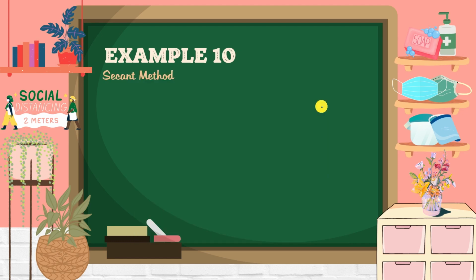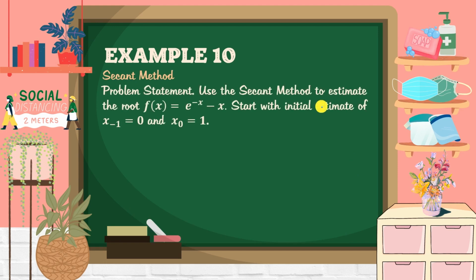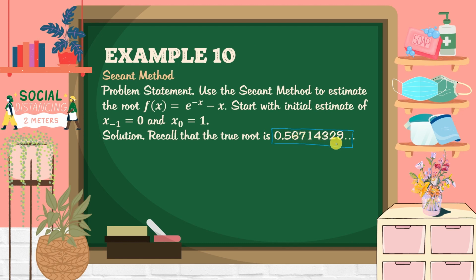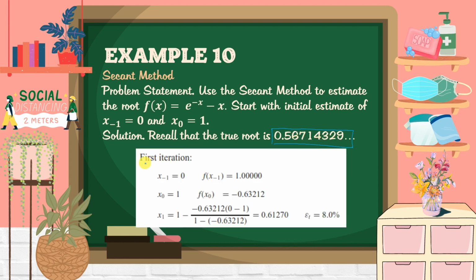So let's have an example applying the second method. For the problem statement, use the second method to estimate the root of the function f(x) equals e raised to negative x minus x. Start with the initial estimates of x sub i minus 1 equals 0 and x sub 0 equals 1. For the solution, recall that the true root of the given function is 0.5671439.